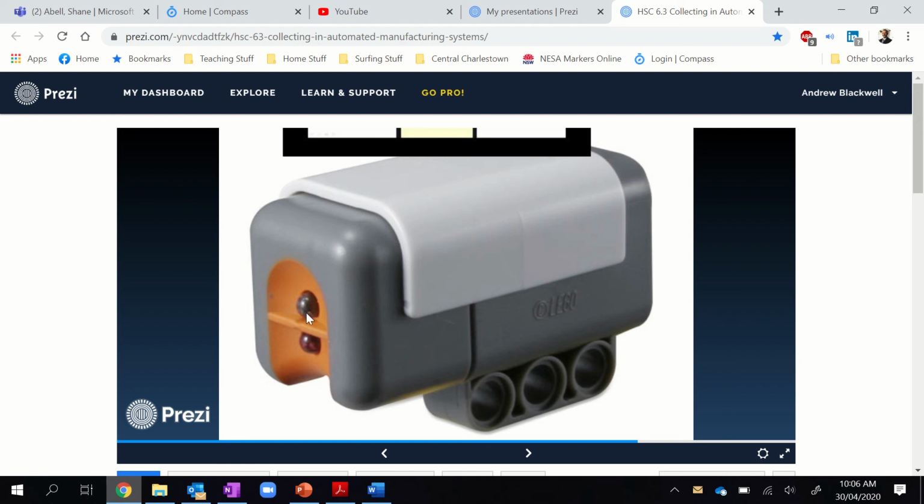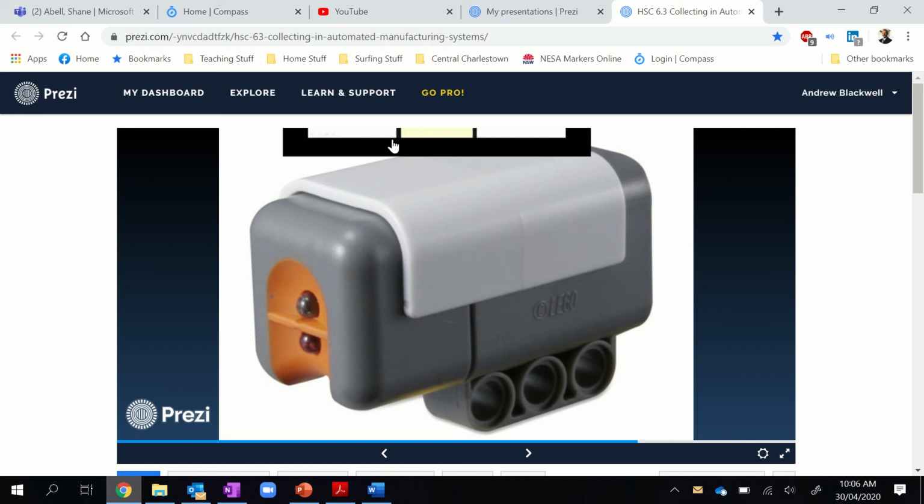Light sensors are used a number of ways. For example, a product moving down a conveyor belt will produce some form of light, and a light sensor can pick that up. But most of the time it's done through motion sensing as well.